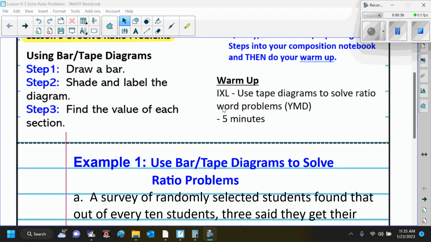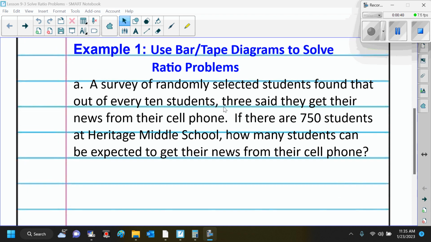All right. Example 1. We want to use a bar or tape diagram to solve the ratio problems. It says a survey of randomly selected students found that out of every 10 students, 3 said they get their news from their cell phone. If there are 750 students at Heritage Middle School, how many students can be expected to get their news from their cell phone?